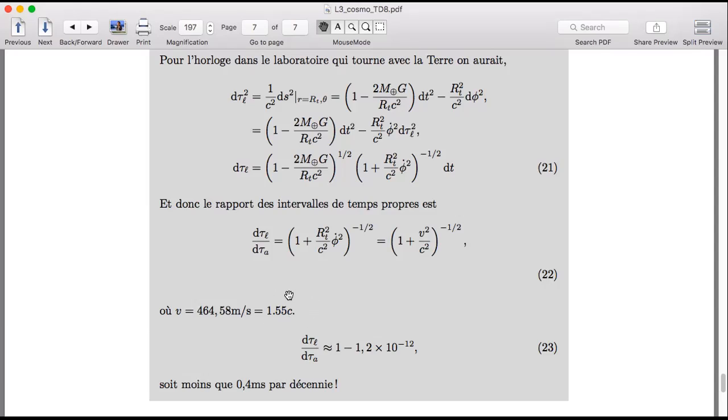I'm totally unaware of what on earth I was doing when I called this 1.55 C.